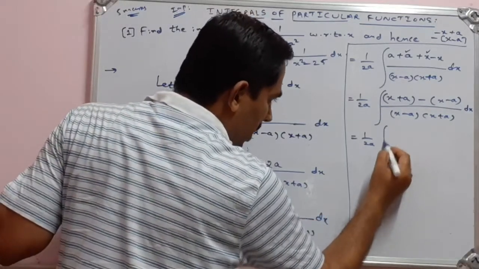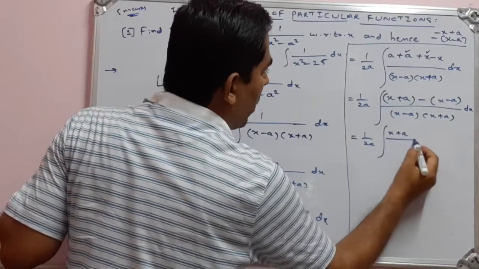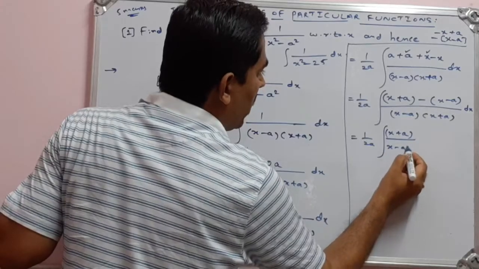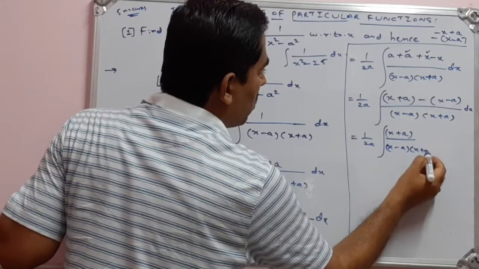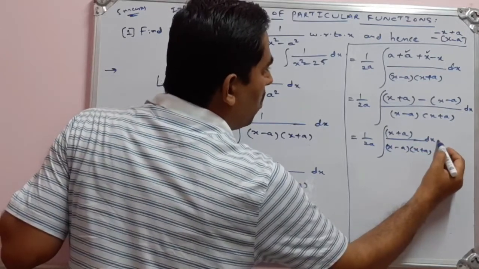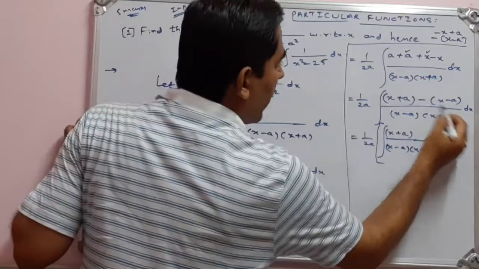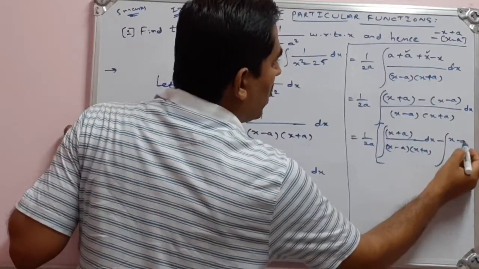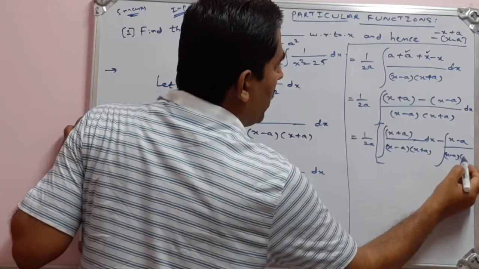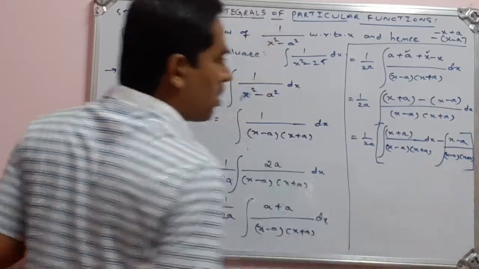So now splitting this, say, integration of, what is the first term? x plus a divided by the denominator. So what is the denominator? x minus a into x plus a with respect to x, minus, okay, let me put the square bracket, minus, then the second term is the integration of x minus a divided by x minus a into x plus a with respect to x.